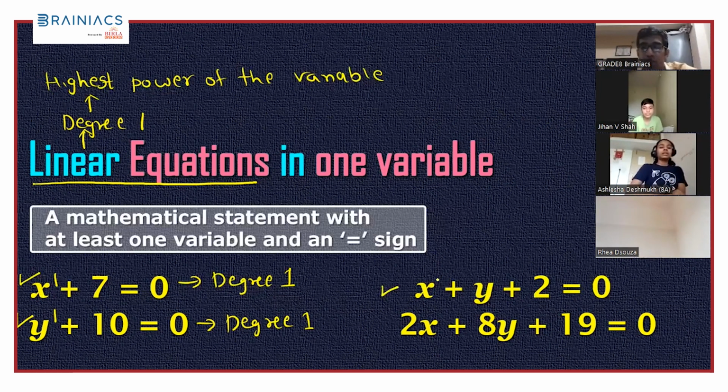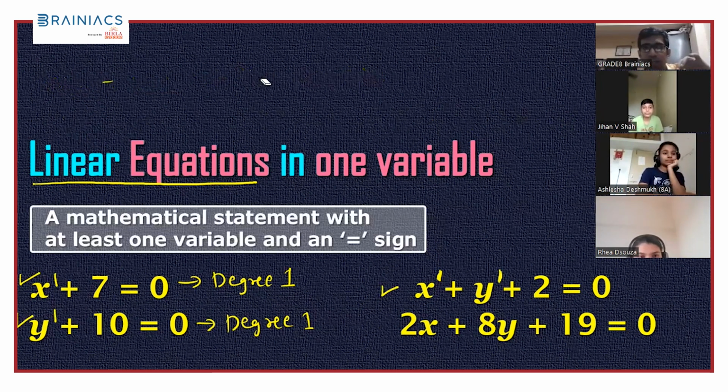Third and the fourth one. What is the power of X? 1. What is the power of Y also? 1. So can you say the highest power is 1? So the degree is 1. Means again it is linear. Everybody clear? Okay. I will just explain once again.